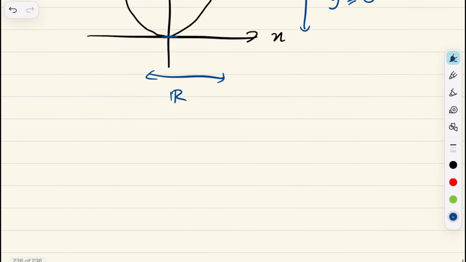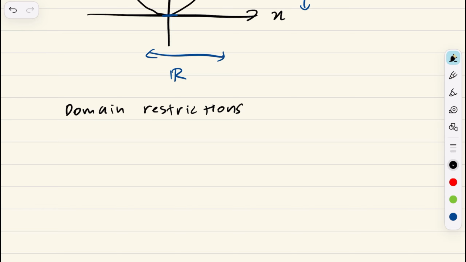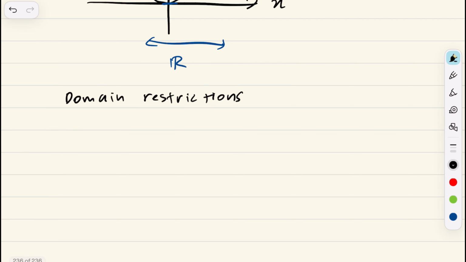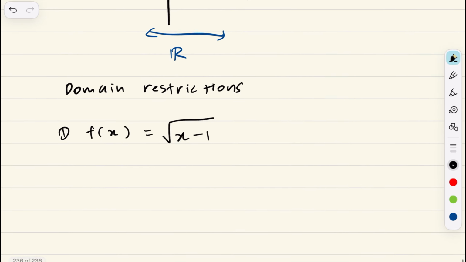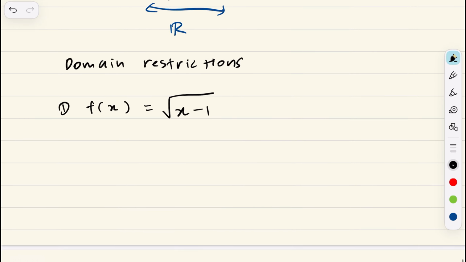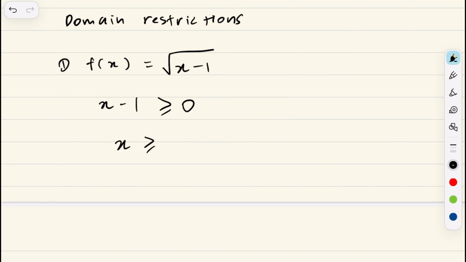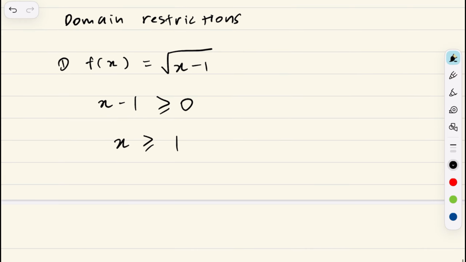Next, let's look at something called domain restrictions. Sometimes the rule of a function restricts which values of x are allowed. Let me give you two examples. The first one is when we have a square root. So let's say f of x equals the square root of x minus 1. Now, as you know, a square root can never have a negative number. This x minus 1 within the square root has to always be greater than or equal to 0. It can be 0, but it can never be less than 0. We move the negative 1 to the other side, so negative 1 becomes positive 1. So x is always greater than or equal to 1. So this is the restriction of the domain for this function.